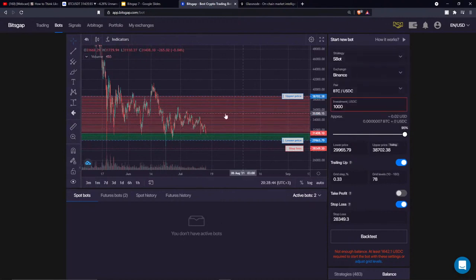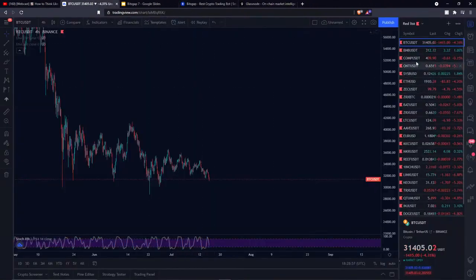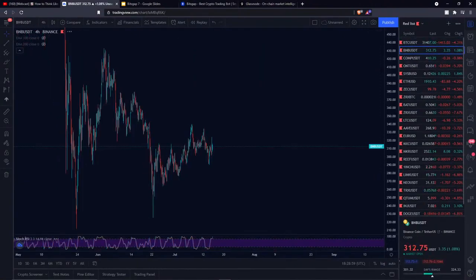That's the as-bought strategy, because we know that the as-bought is the perfect one to trade on the sideways market. Basically it makes you more money because of its investment distribution logic. So that's one way for you to trade. Let's check some other things we might have, like let's say BNB coin.